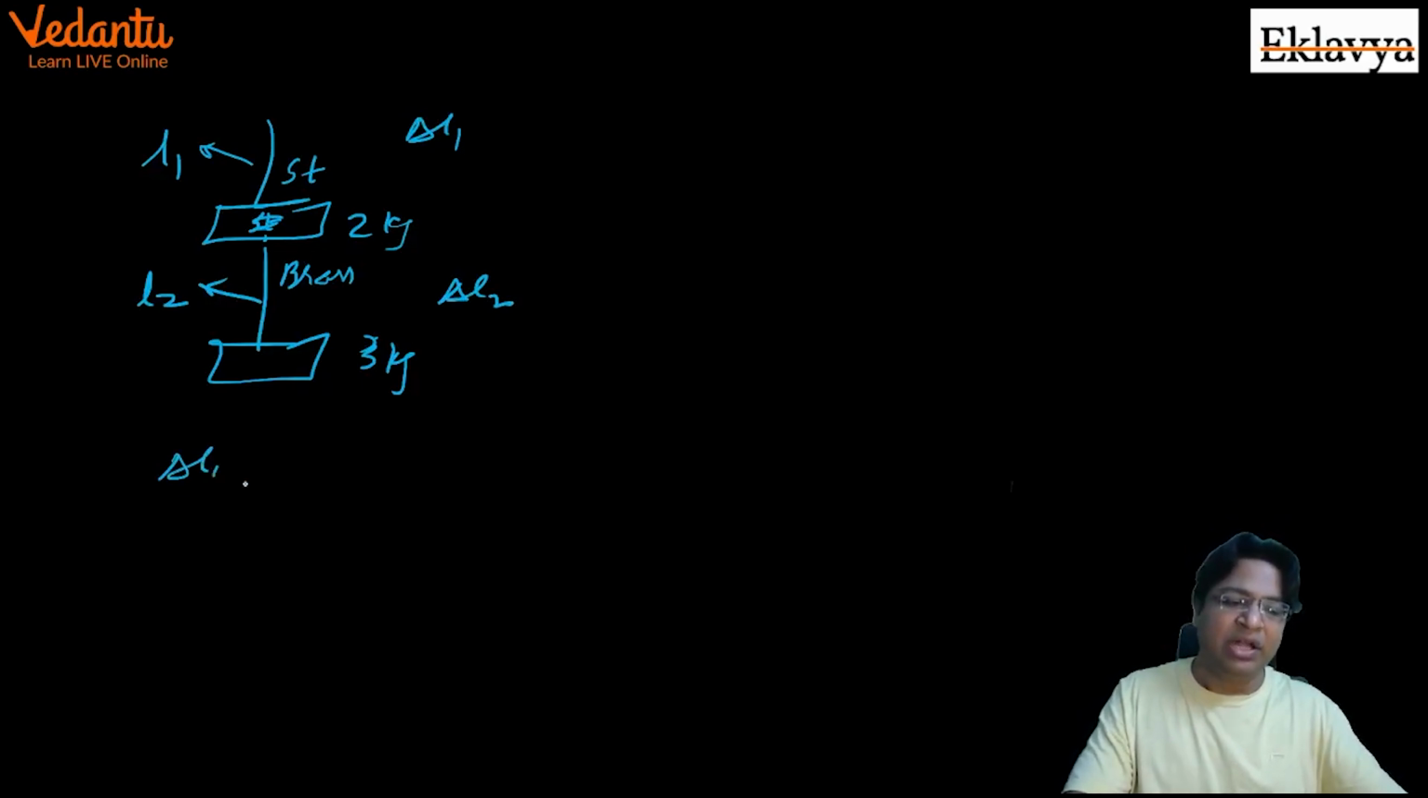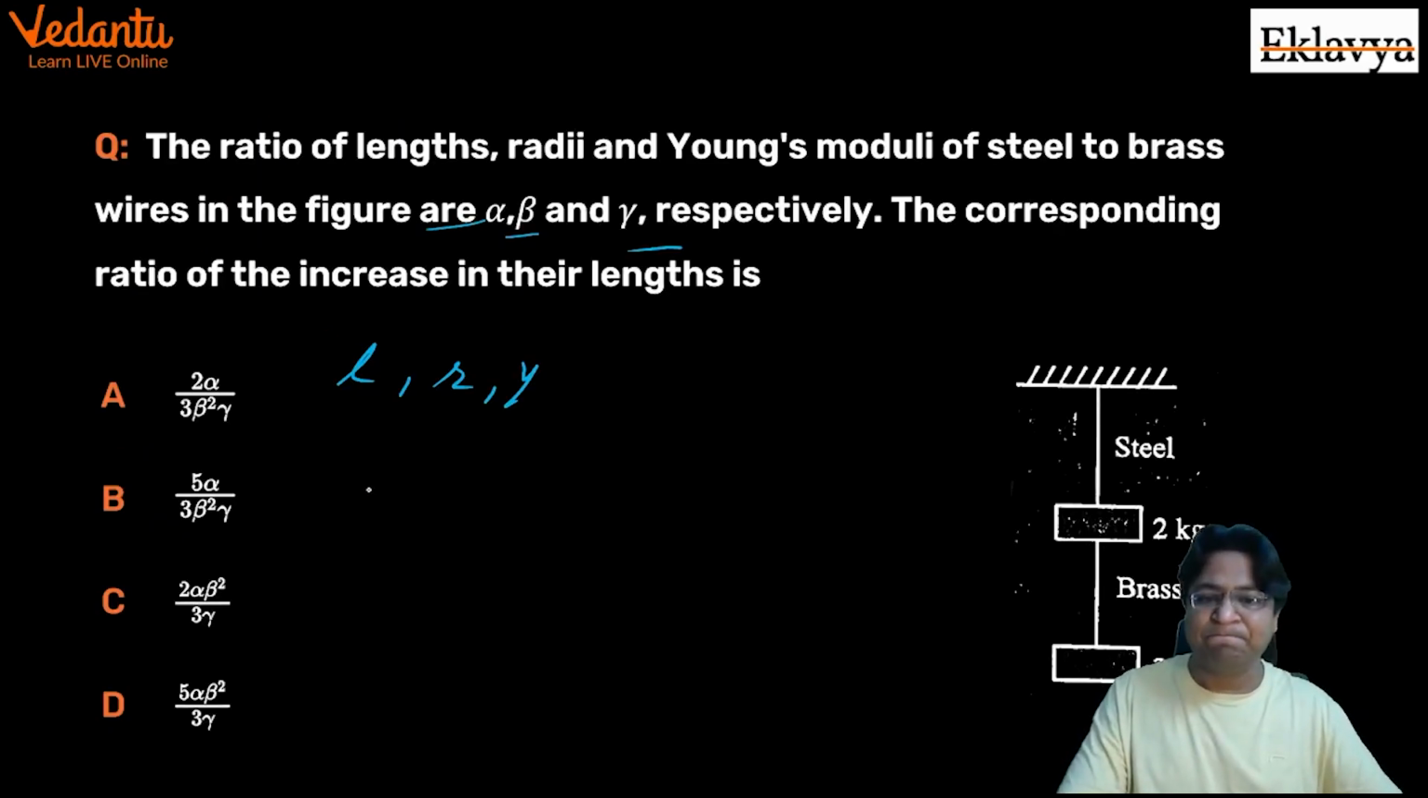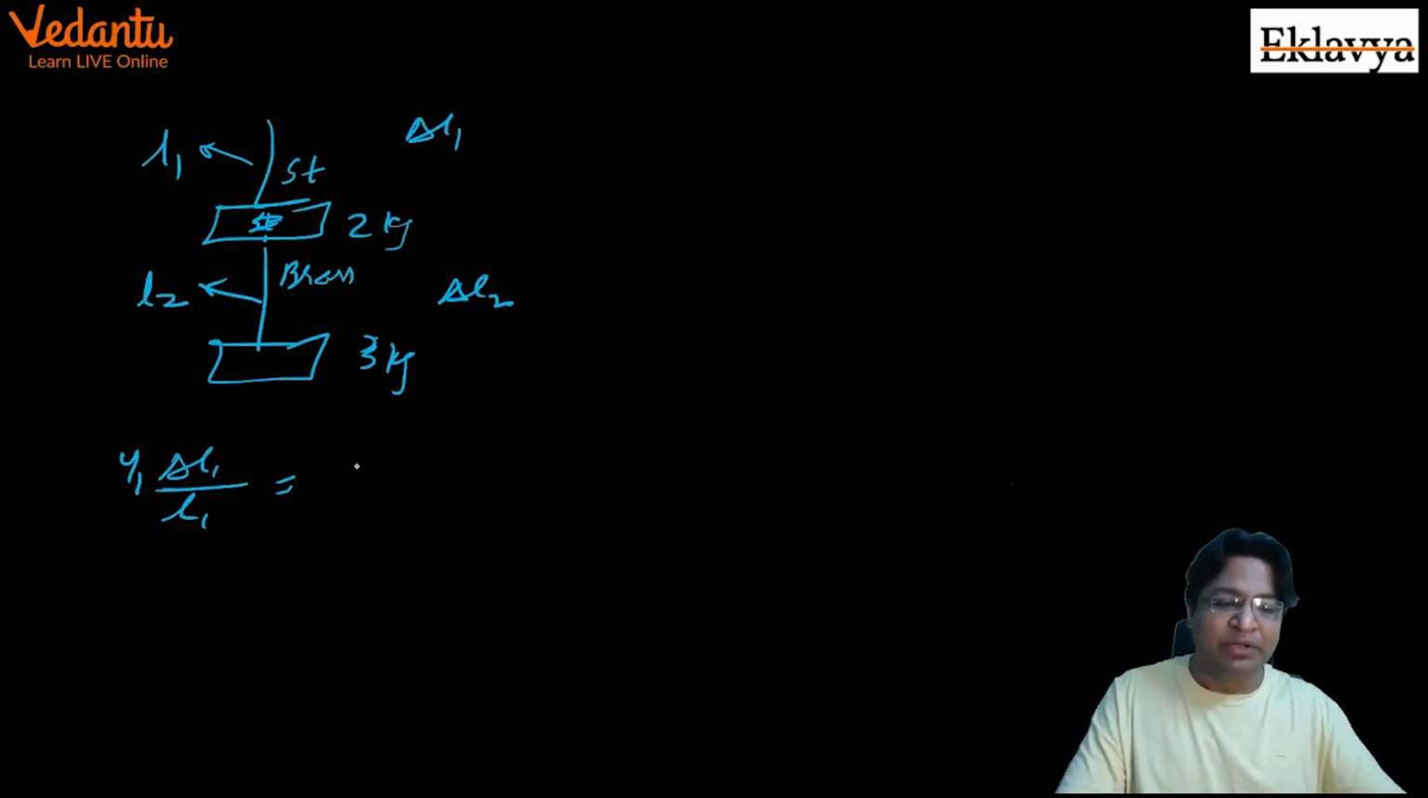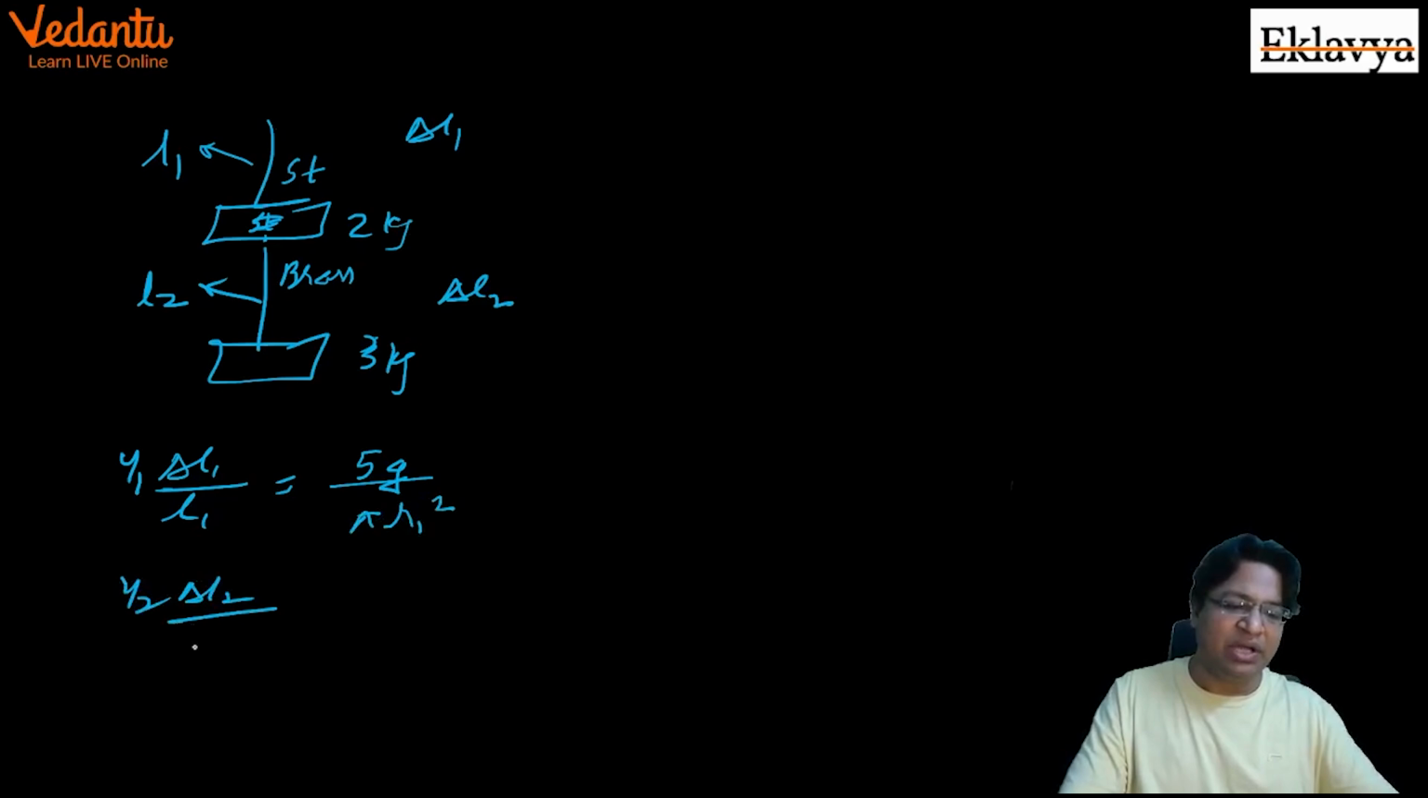So delta L1 by L1 will be into Y1. That would be the force in this string, and that force would be 5 times G divided by the area of cross section of the string, that would be pi r1 square. Similarly, Y2 into delta L2 upon L2 would be equal to, now the tension in the brass string is only because of the 3 kg weight, so that is 3G divided by pi r2 square.